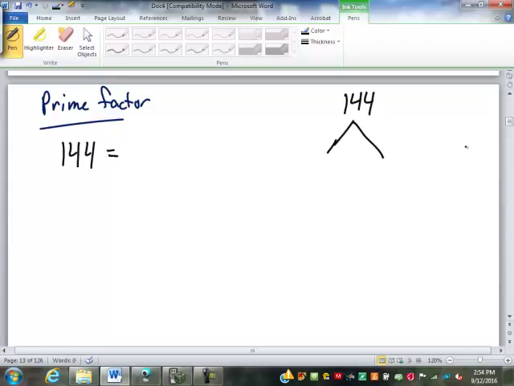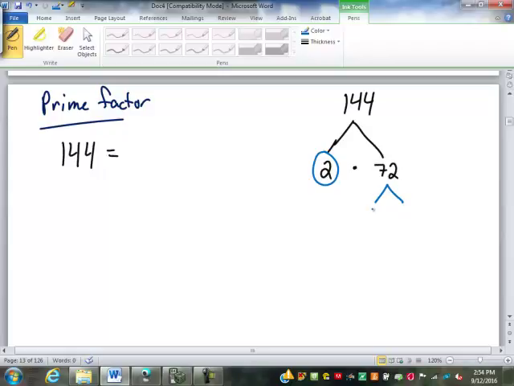2, perfect. I usually go 10s, does it end in a 0? No. Well, then 5s, does it end in a 5? No. Then I go 2, is it even? This is even. So it can be divided by 2. So what I'm going to do is I'm going to split it up into 2 times, what's 144 divided by 2? 72, perfect. The 2 is prime. It cannot be divided into smaller numbers, so I'm going to just circle that. 72, however, can be divided into smaller numbers. What's any number that goes into 72?